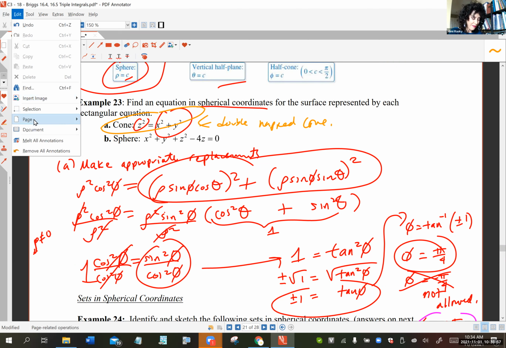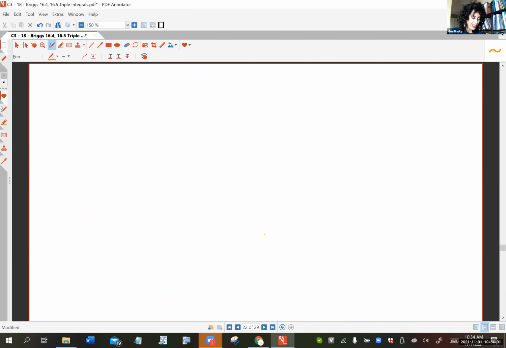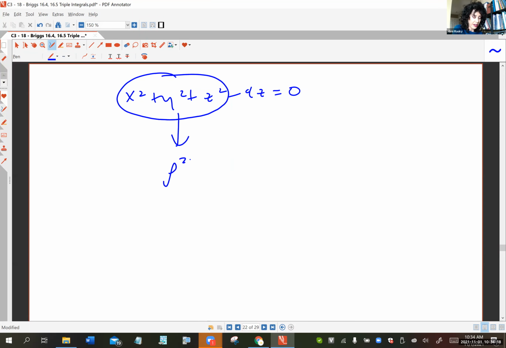Letter B, they tell us it's a sphere, but okay. It's a sphere not centered at the origin, but how would you convert that to spherical coordinates? This one's not too hard. It's a lot easier because of x squared plus y squared plus z squared. I mean, you could do those other formulas and you'd eventually factor everything out and you get rho squared.